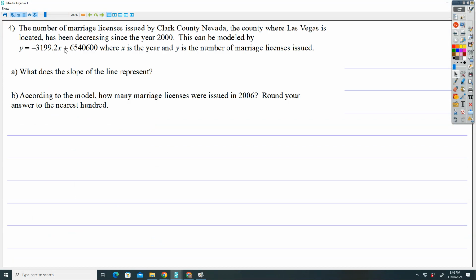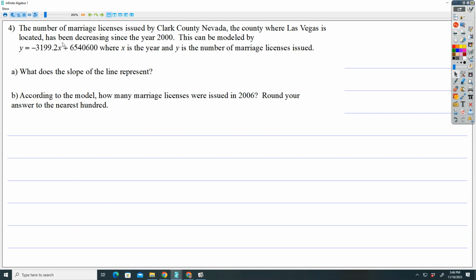Okay, next thing we're going to look at is line of best fit. I'm going to give you the line of best fit and we're going to talk about what the slope represents. The number of marriage licenses issued by Clark County, Nevada, the county where Las Vegas is located, has been decreasing since the year 2000. This can be modeled by y equals negative 3,199.2x plus 6,540,600, where x is the year and y is the number of marriage licenses issued. What does the slope of the line represent?